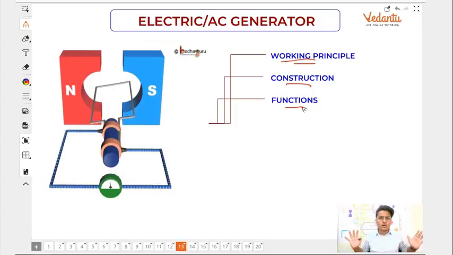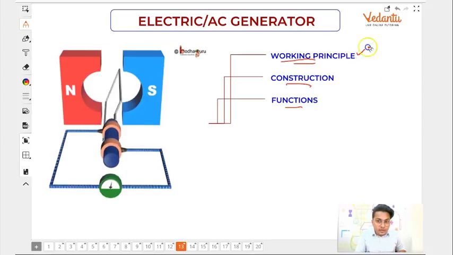And then once you know all of them, you just can correlate all of them and tell us how it works. Simple scenario. Okay. So, working principle, construction, and function. Now, let's go part by part. Let's understand what is the working principle.